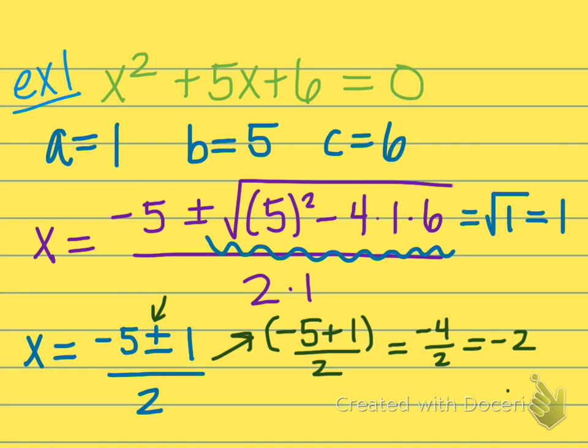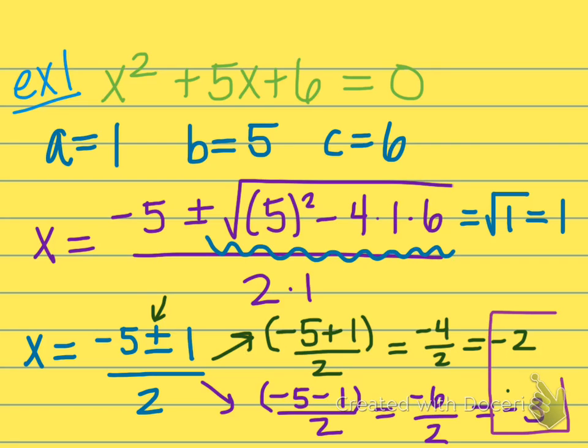Now, the second solution we get by using the negative version. Negative 5 minus 1 divided by 2. And again, if you're going to use your calculator, put the numerator in parentheses, but this is simple to solve using mental math. So I get negative 6 divided by 2 equals negative 3. So my two solutions to x squared plus 5x plus 6 equals 0 are negative 2 and negative 3.